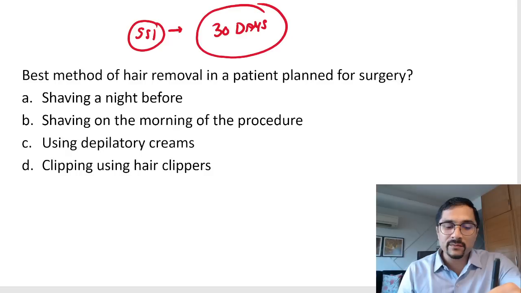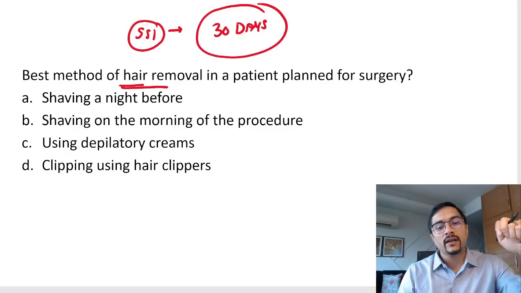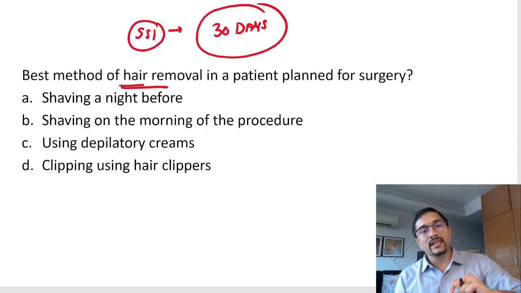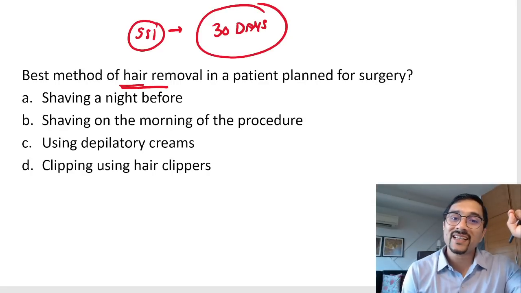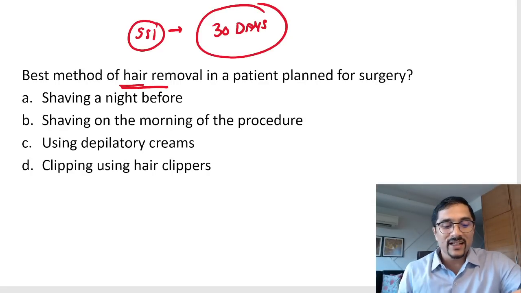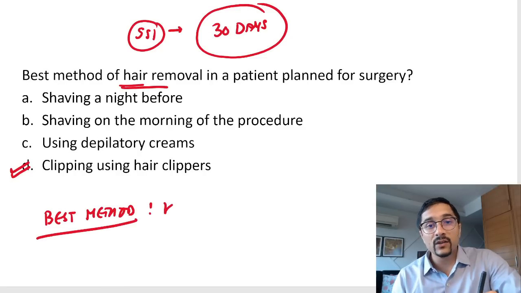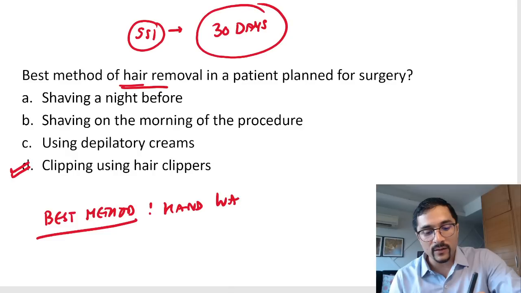Now, what is the best method of hair removal in a patient planned for surgery? A lot of you think it is shaving, but the latest Bailey clearly says that shaving increases the risk of infection. So it is clipping using hair clippers which is the best method. The best method for prevention of SSI overall, what is it? It is hand hygiene, or hand washing.